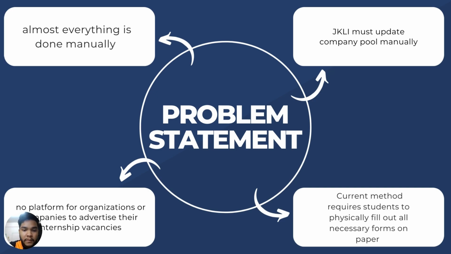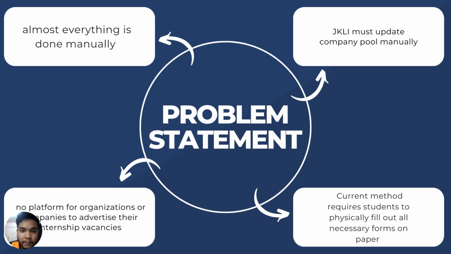The third problem statement is that the current method requires students to physically fill out all necessary forms on paper. For example, the BLI-2A form and the BLI-1C form. Not only is this method not eco-friendly, but many issues can also occur, such as duplication of information and loss of forms. Handling hundreds of applications every semester can be overwhelming for the committee if every form is checked manually.